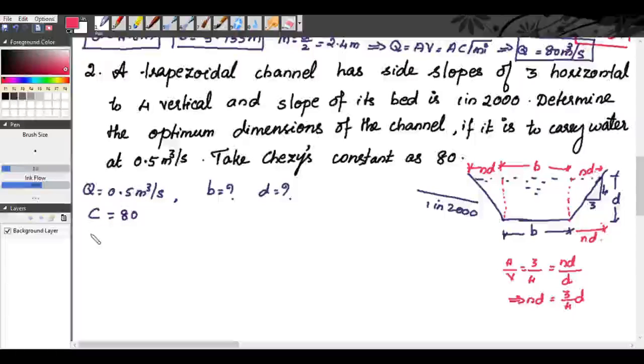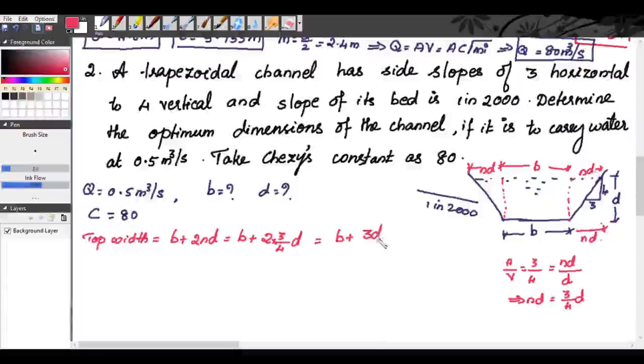So let B be the bottom width. So top width is equal to B plus 2ND. So we get B plus 2 into ND, which is 3 by 4 D. So we get B plus 3D by 2. Now we will use our conditions.